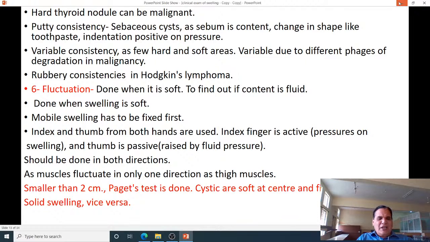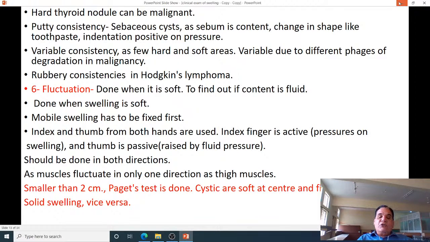If you cannot exactly say how the swelling is consistent, sometimes hard, sometimes soft, you are going towards a diagnosis of malignancy. Okay, and rubbery, just rubber-like consistency, in Hodgkin's lymphoma. So consistency has given you a very good idea. Now comes fluctuation. Fluctuation is what the doctor does to find out if the content is fluid. It is done only if it is a soft swelling, not a bony hard swelling, no point.